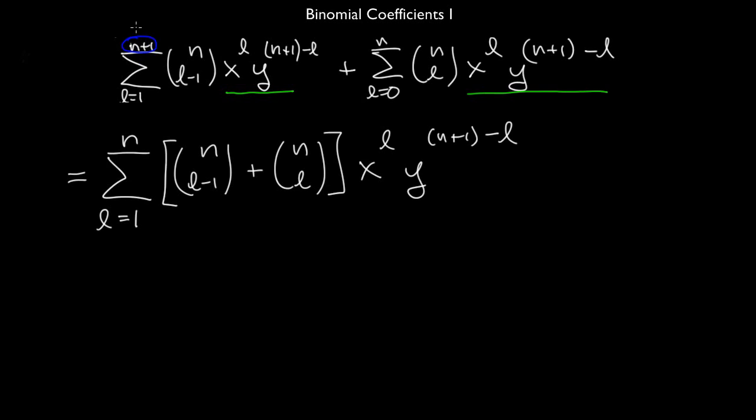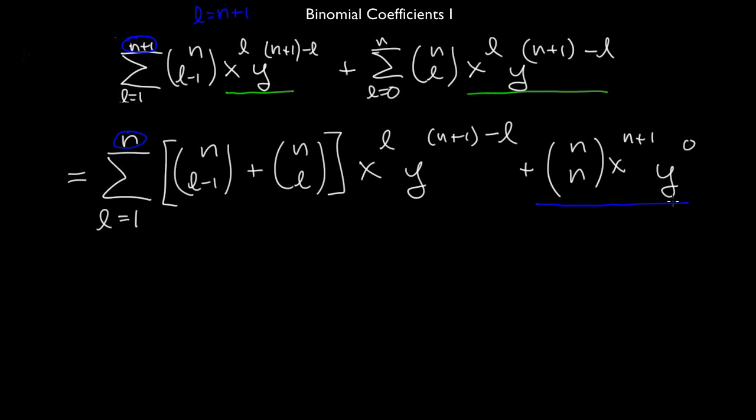Let's see, what have I missed? Well, here I should have gone all the way up to n plus 1, and I only went up to n. So in order to make this correct, I have to add back in the term that I left off, which is when L is equal to n plus 1, which means that L minus 1 is equal to n. And so what I'm getting is n choose n, x to the n plus 1, y to the 0.